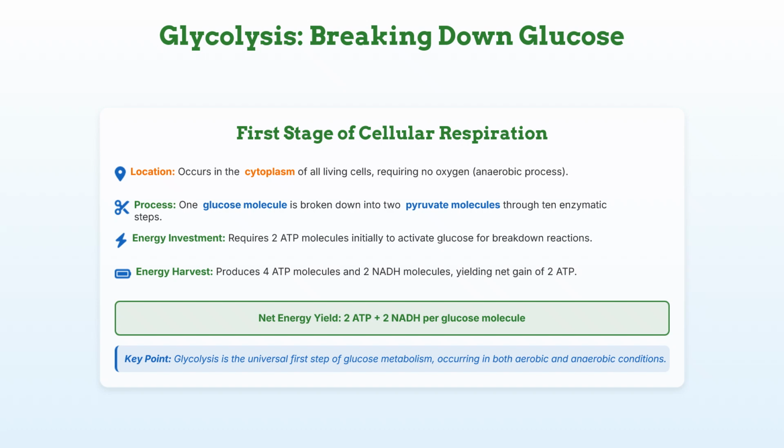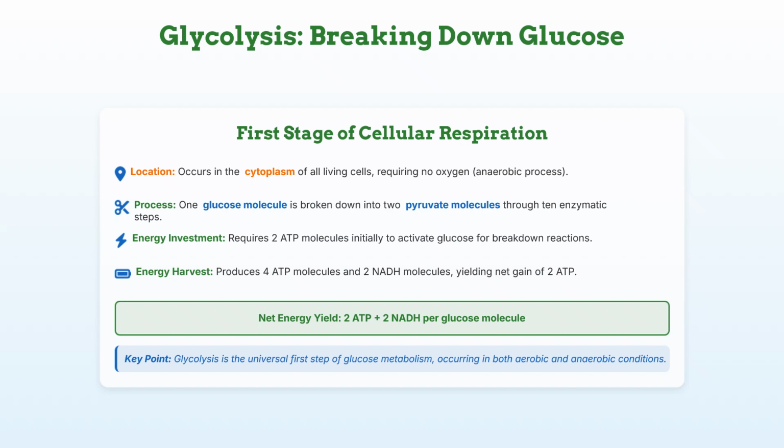Glycolysis is the first stage of cellular respiration and occurs in the cytoplasm of all living cells. This ancient metabolic pathway doesn't require oxygen, making it an anaerobic process that likely evolved early in Earth's history.